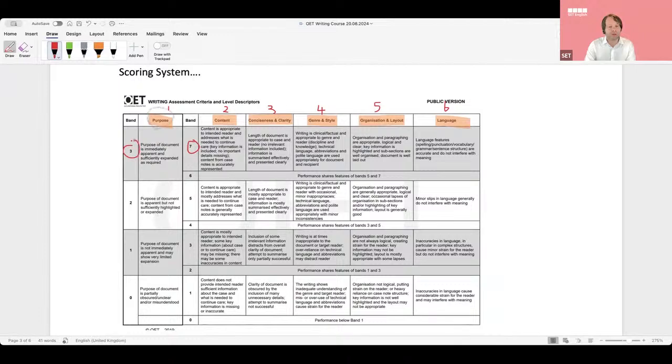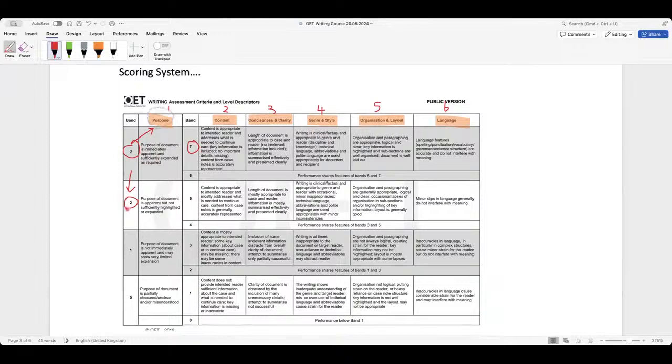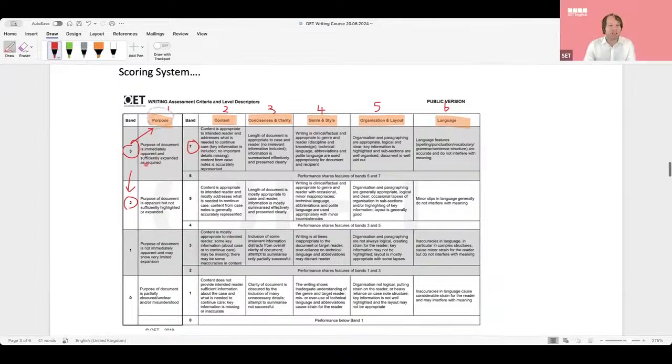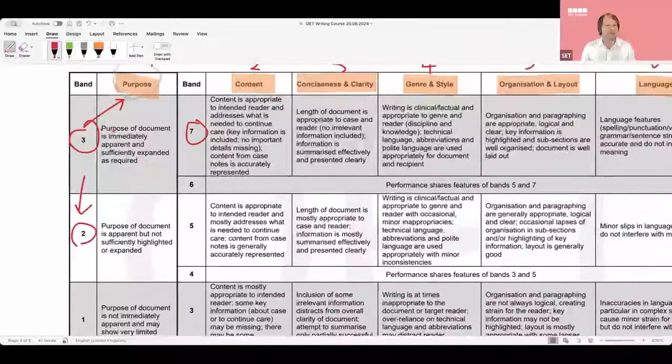Everyone. 3. 3. That's interesting, isn't it? And if you make a mistake with purpose, what happens? Going down 2. You go down to 2, all right? Let's have a quick read of this. What does it say? Purpose of document is immediately apparent.